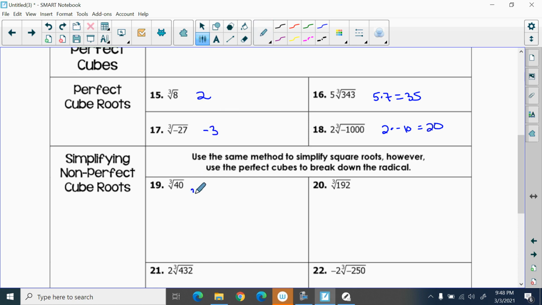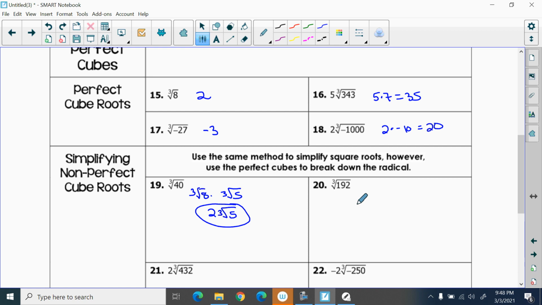So this will be the cube root of 8 times the cube root of 5. And the cube root of 8 is just 2. So it's 2 times the cube root of 5. Remember, if we're doing cube roots, we have to put that little 3 there, okay?